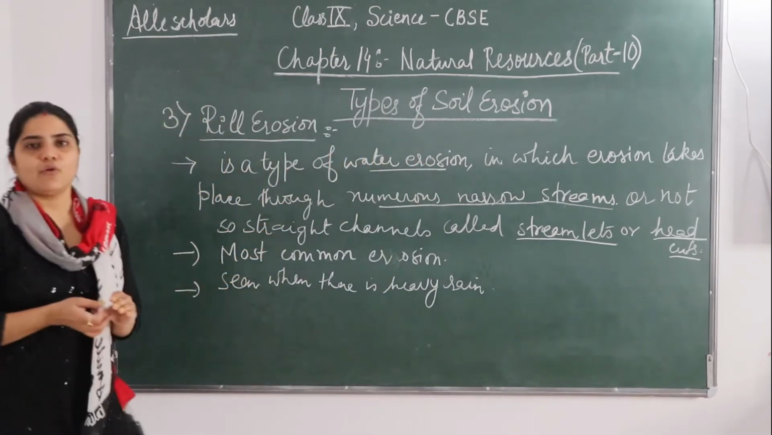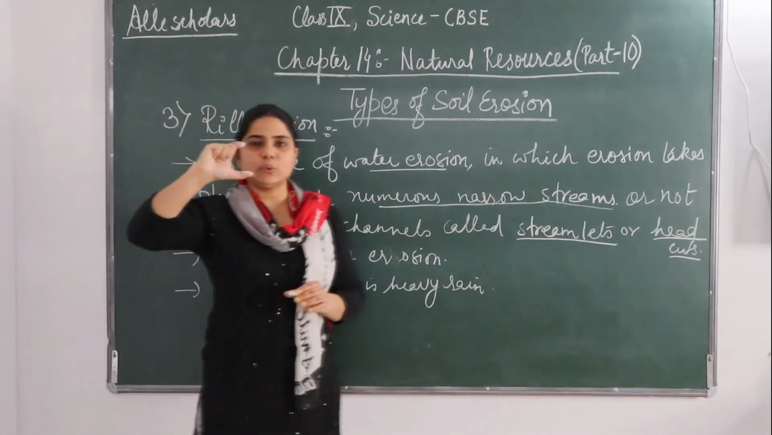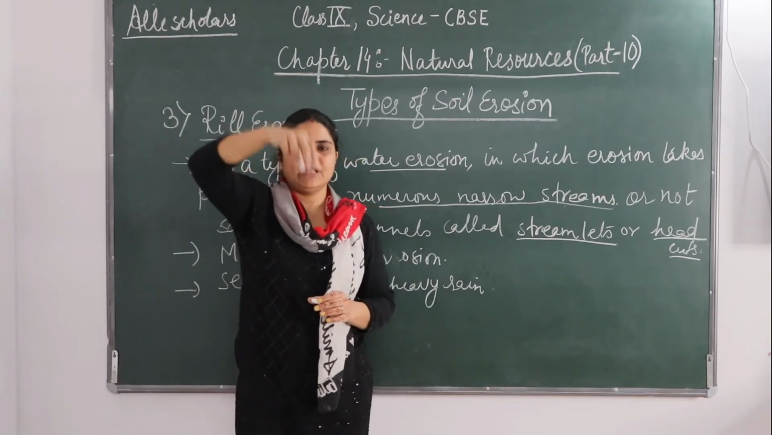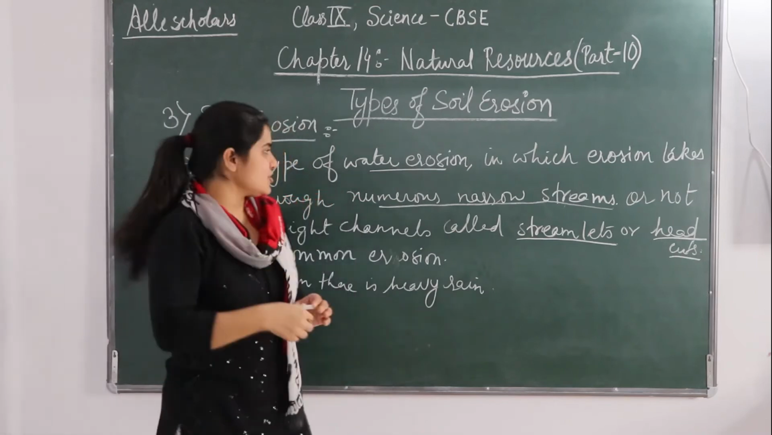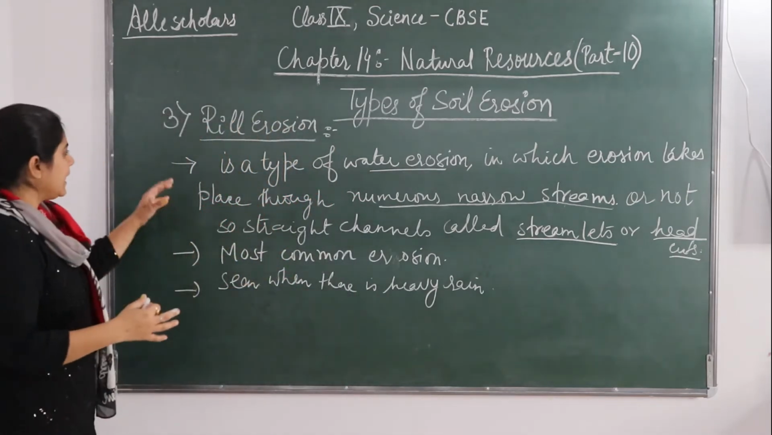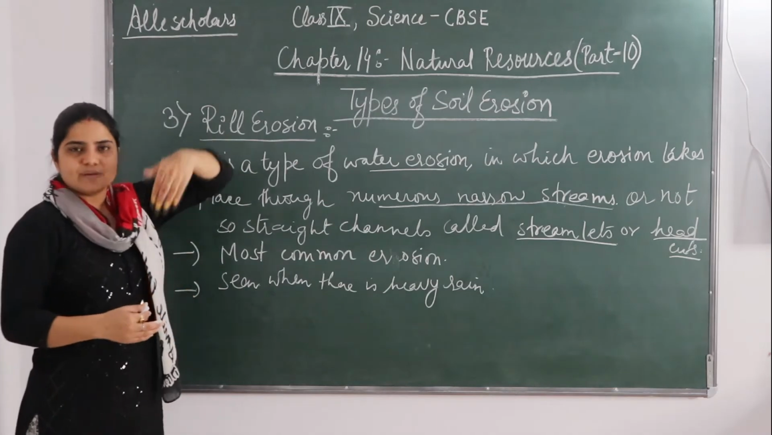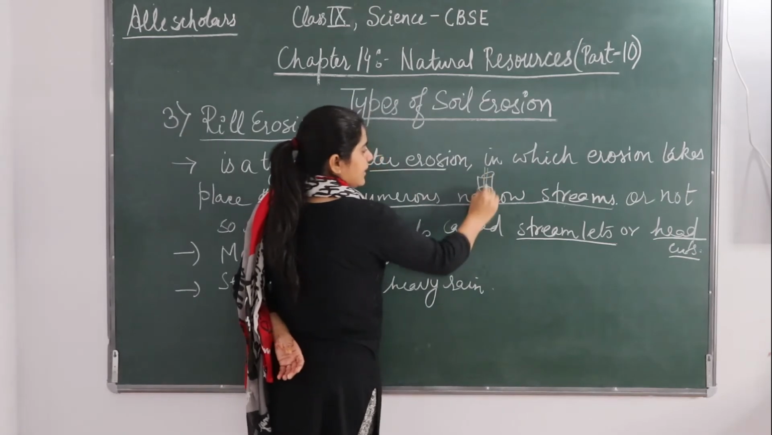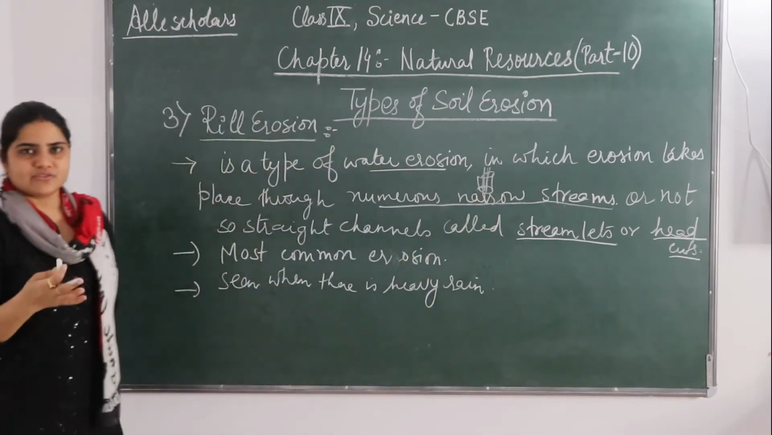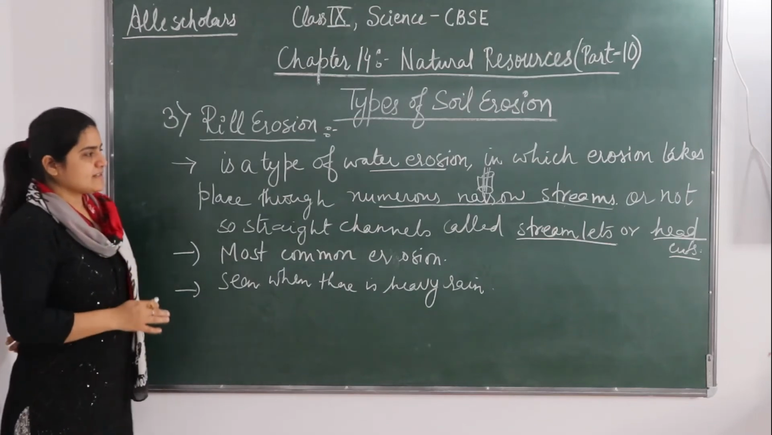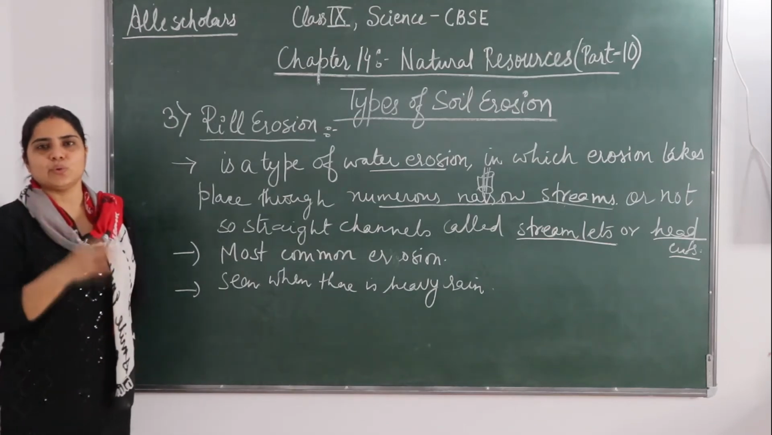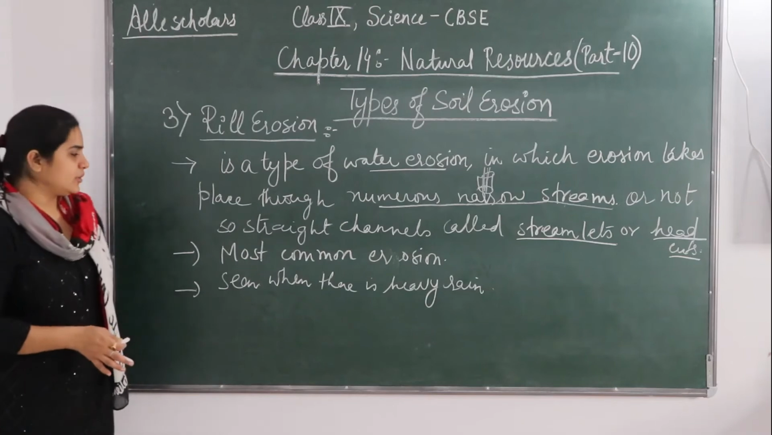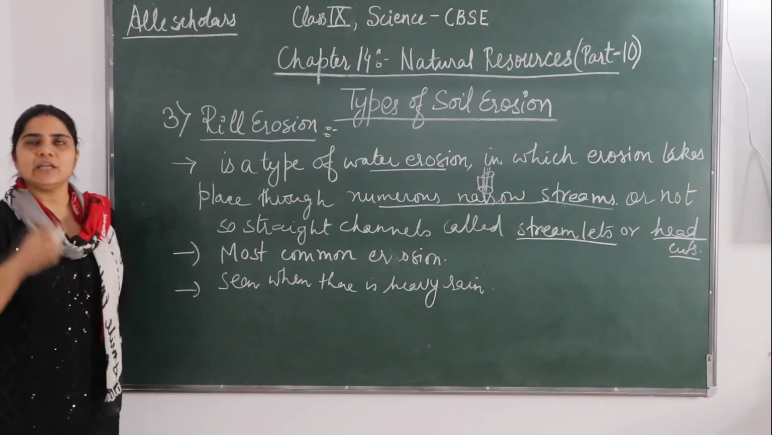So rill erosion, as I have already told you, rill means you can refer to a thread rill. You must have seen the rill of a thread, what is it like? It is a very narrow stream-like structure. The same thing applies to rill erosion: there will be numerous narrow streams of this type, or not so straight channels, which we will call streamlets and head cuts, and erosion will take place through them. Water erodes the soil surface. This is the most common type of erosion. It is mostly seen when there is a heavy rain.